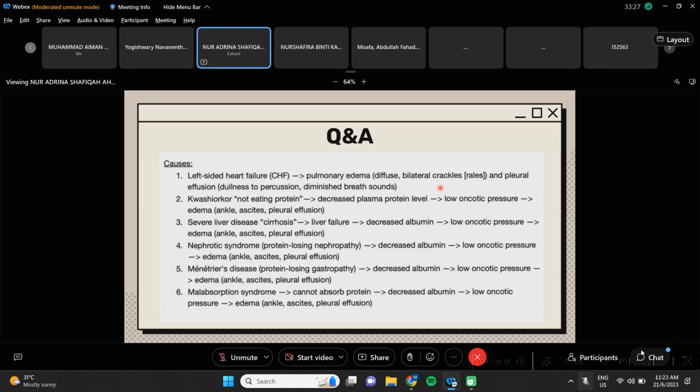Let's move on to the next question, which is kwashiorkor, or not eating protein. We have low protein in the vasculature. So this one, we have low oncotic pressure, right? So with low oncotic pressure, do you think it is exudative or transudative?